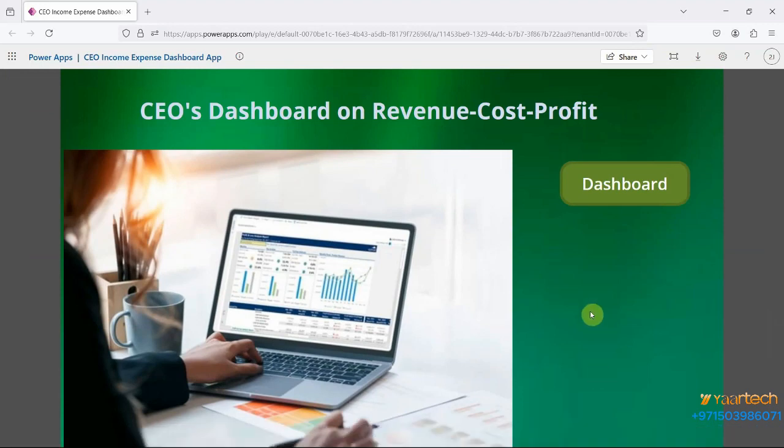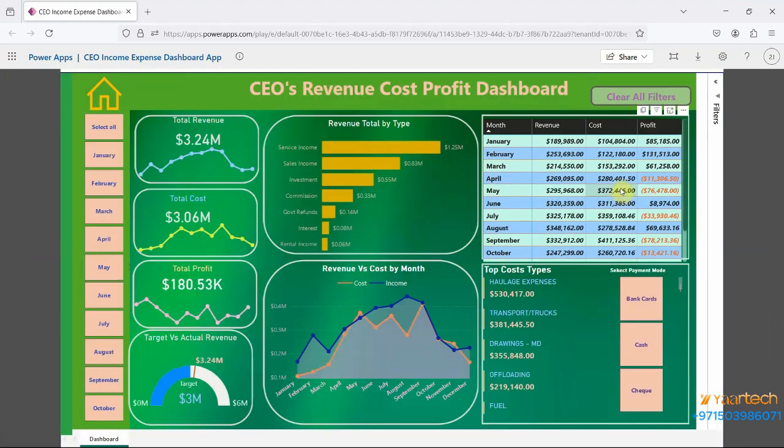Welcome to Yaartech. This is an example of a CEO dashboard on revenue, cost and profit. The first three data cards on the left show the total revenue, total cost and total profits. Incorporated in each data card are trend lines that display their respective movement trends in the last 12 months.